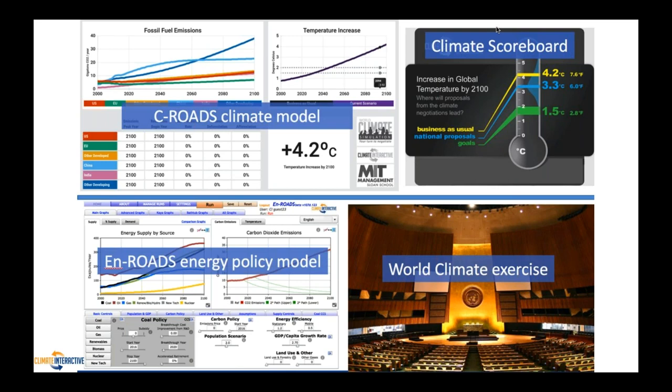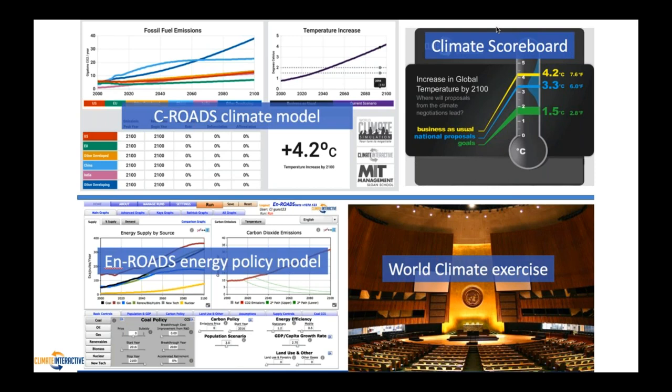So some of you might know Climate Interactive for one of our two most well-known computer simulations. One is called C-ROADS, which is a model of the global climate. One's called En-ROADS, which is a model for energy policy. These models get used in teaching. They get used to help members of the public or journalists understand or explain climate and energy policy.